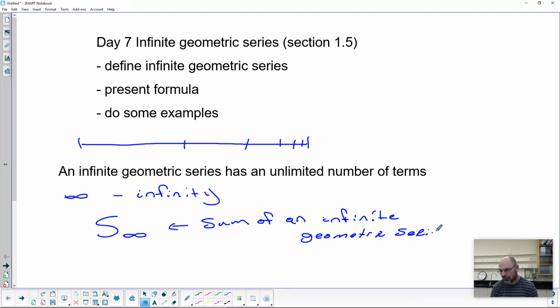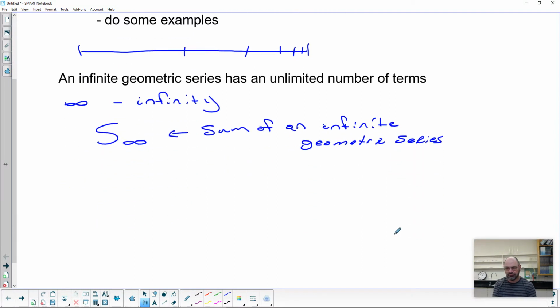Okay, so we're going to talk about the two kinds of series that are infinite. There's convergent ones and divergent ones. We'll talk about what those are first by defining them and giving an example.